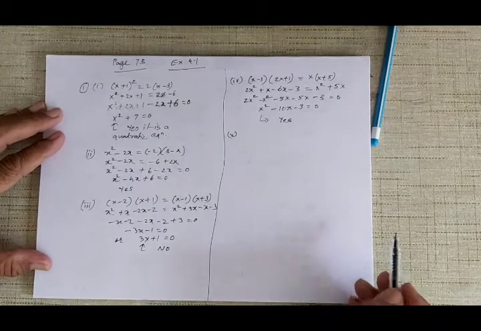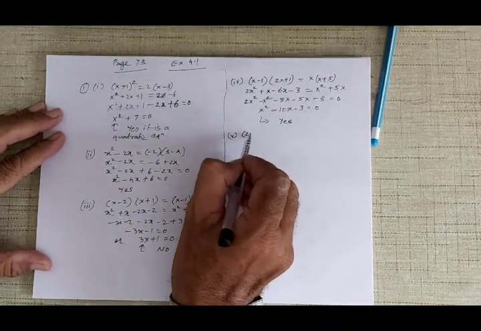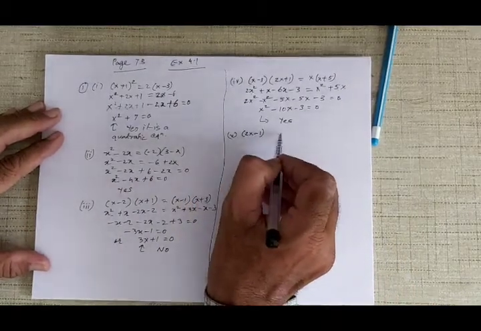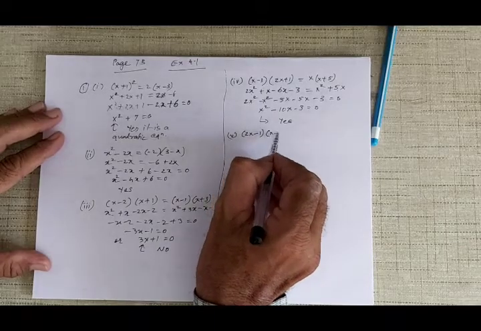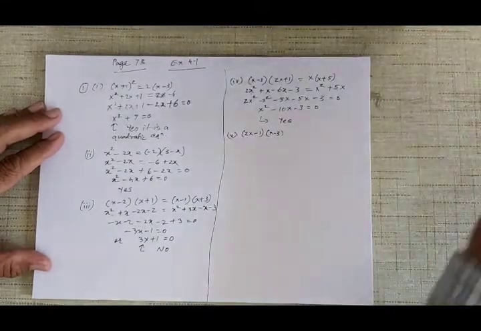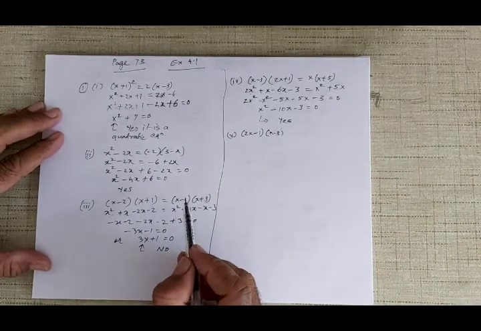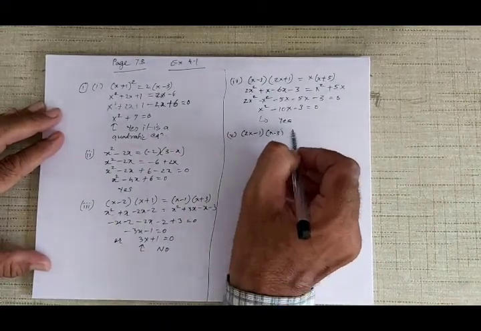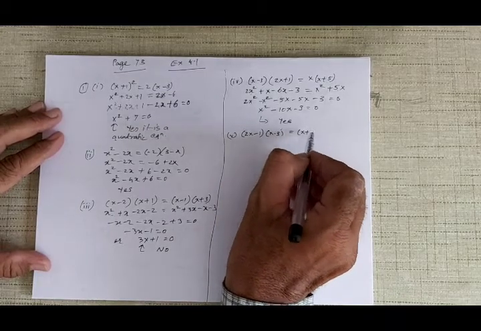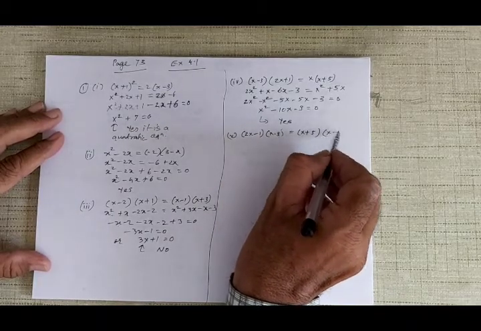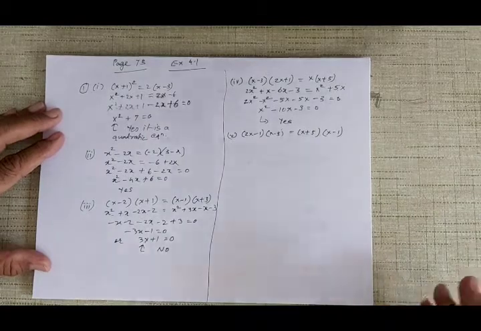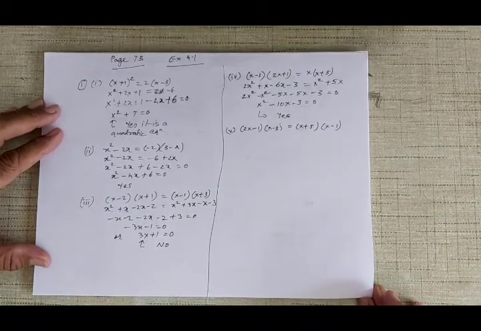Let us take a fifth one. Fifth one says 2x minus 1 into x minus 3, and x plus 5 into x minus 1. Now again we simply open the bracket and simplify.